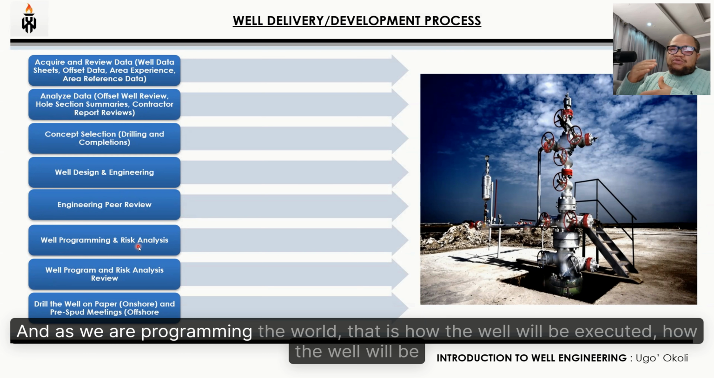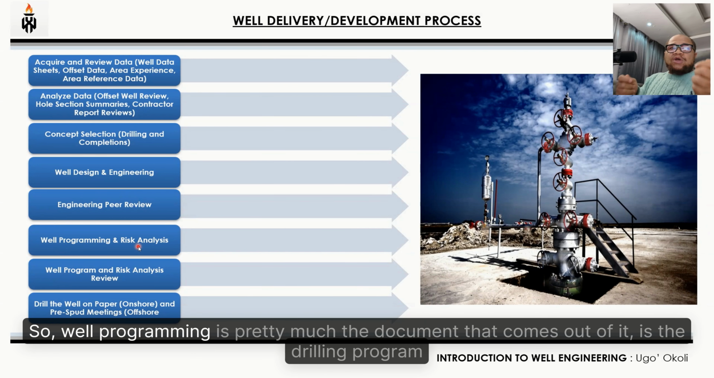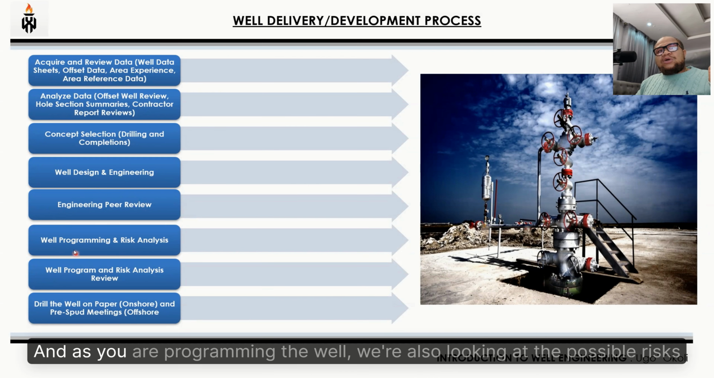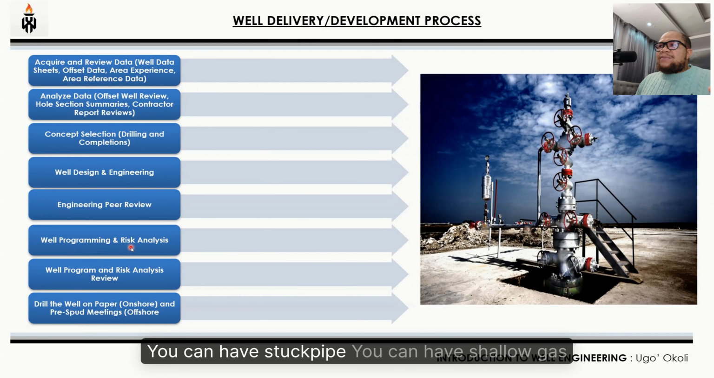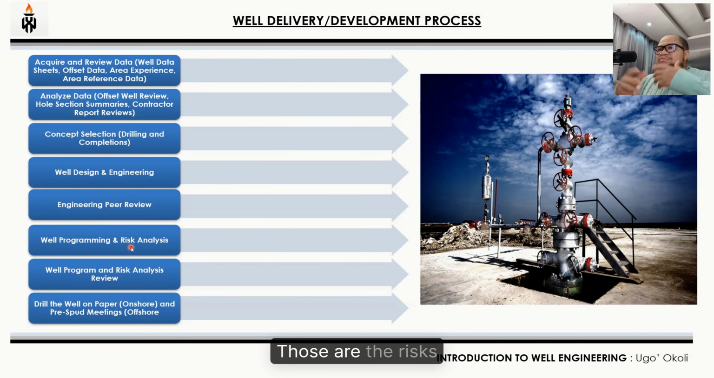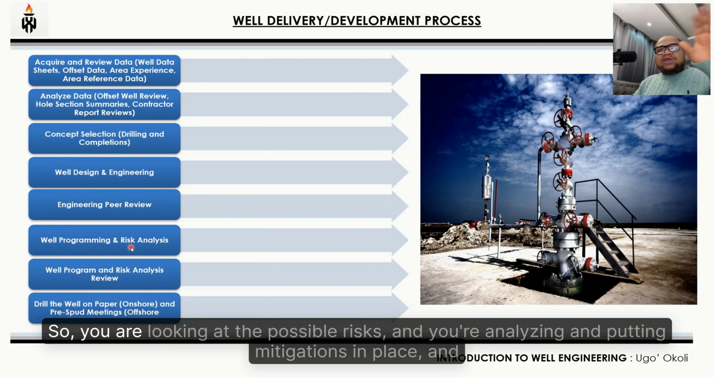And as we are programming the well, that is how the well will be executed, how the well will be drilled. So the document that comes out of well programming is the drilling program. As you are programming the well, we're also looking at the possible risks. Going to drill the top hole section, what are the risks? Okay, we can have losses, you can have stuck pipe, you can have shallow gas. Those are the risks. How do you curb them? So you are looking at the possible risks, analyzing them and putting mitigations in place.